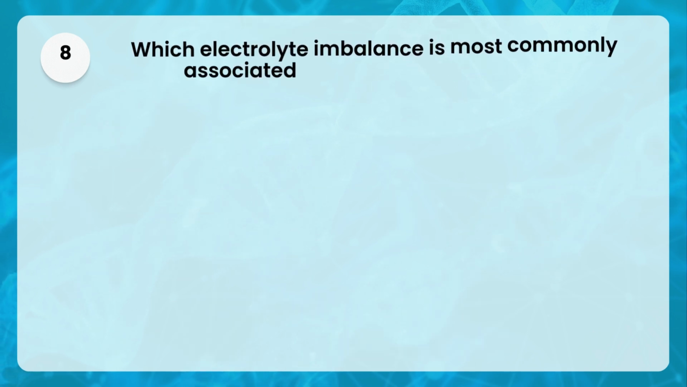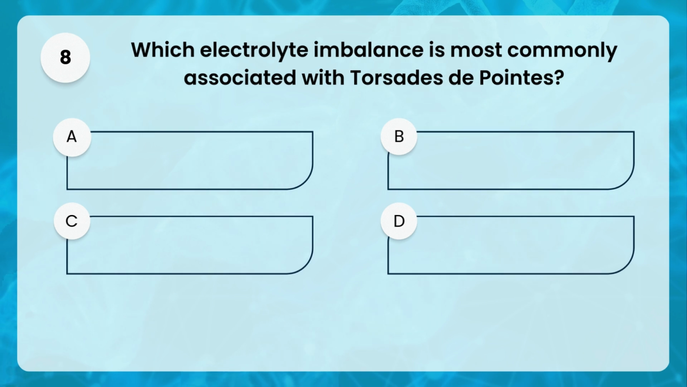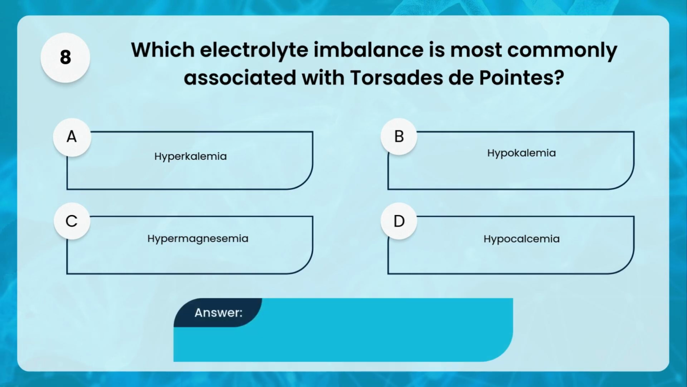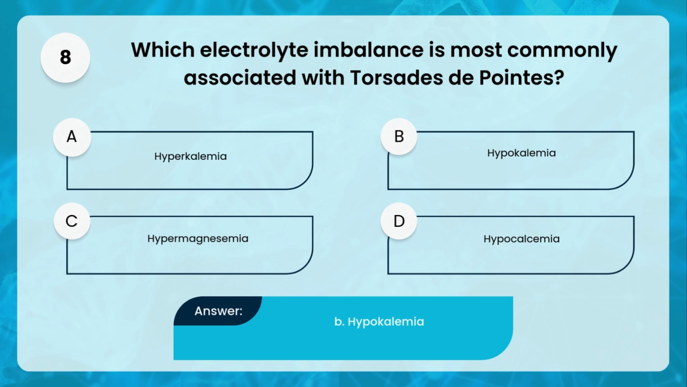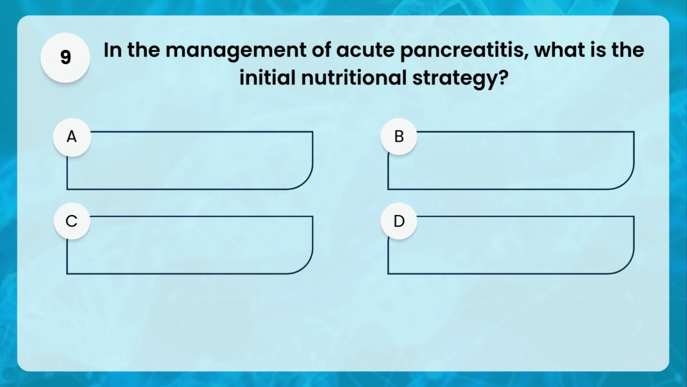Number 8. Which electrolyte imbalance is most commonly associated with torsade de pointes? A. Hyperkalemia. B. Hypokalemia. C. Hypermagnesemia. Or D. Hypocalcemia. The answer is B. Hypokalemia.